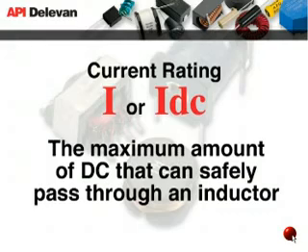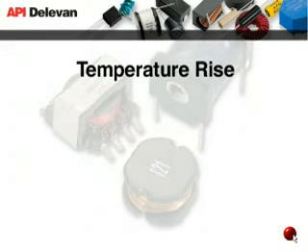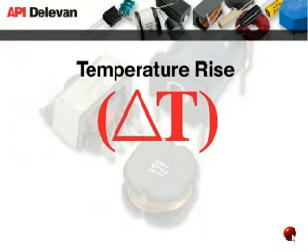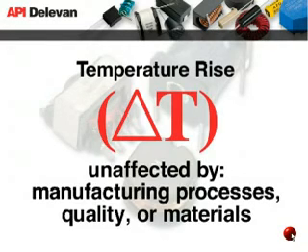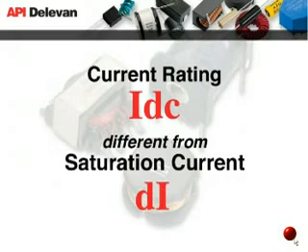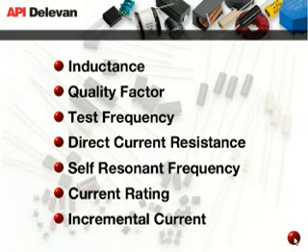So current rating can also be thought of as the maximum amount of direct current that can safely pass through an inductor. The temperature rise, or delta T, sometimes called T small r, is absolutely critical. It's a design criterion unaffected by manufacturing processes, quality, or materials. IDC is not the saturation or incremental current rating. These terms are often confused because not all manufacturers use the same terms of reference for current ratings.